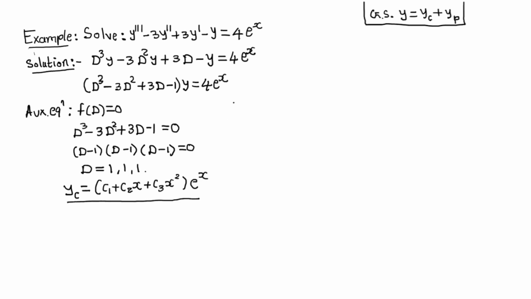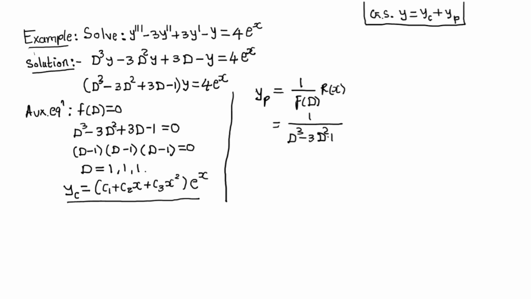Now let's move to the PI. For the second part, we know that the formula for the PI is 1 upon f of d into r of x. So let me denote that as 1 upon f of d into the forcing function r of x. Right now my forcing function is 4 e raised to x, and my f of d is d cube minus 3d square plus 3d minus 1, and my forcing function is 4 e raised to x.